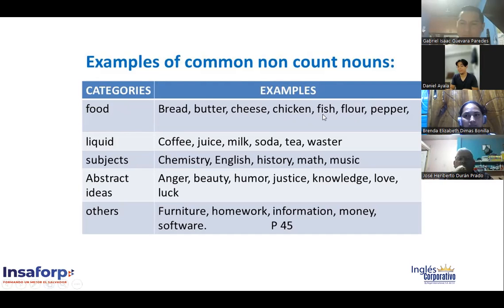As food it is uncountable. All the liquids like coffee, juice, milk, soda, tea. This is water, no waste. This is water. Subjects are non-count nouns: chemistry, English, history, math, music. Abstract ideas like anger, beauty, humor, justice, knowledge, love, and luck. And others like furniture.